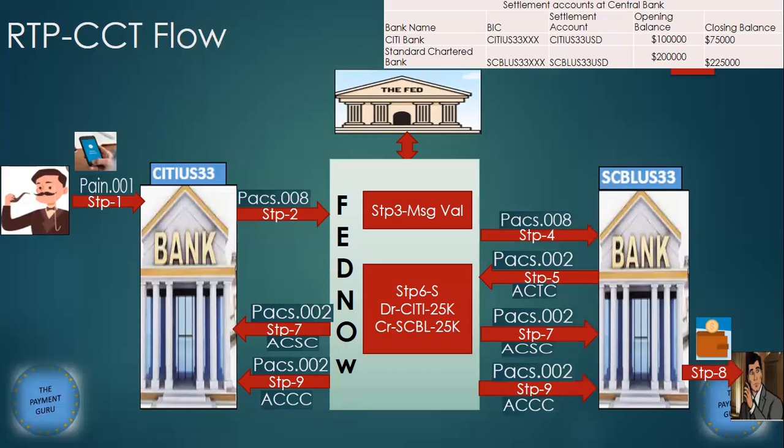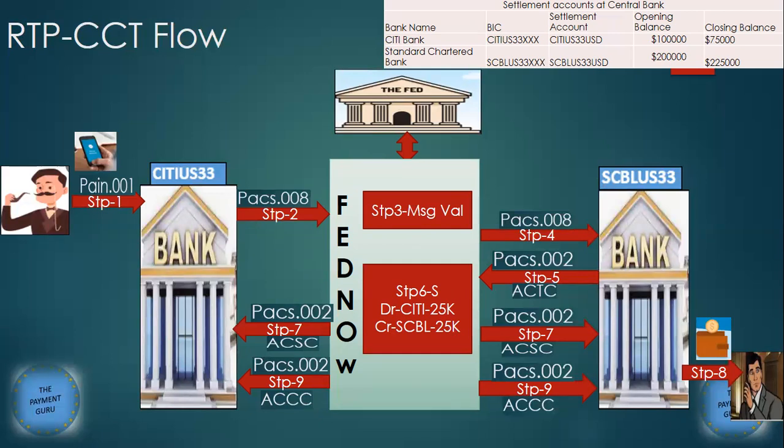Step number 1, payment initiation happens via the online banking system. Most probably the pain.001 comes into your bank, and then the package 08 is created by the ordering institution and sent out to the real-time payment system. At the real-time payment system, step 3, message validation, happens. Then in step 4, the same package 08 is sent out to the receiver bank. The receiver bank checks the message to see whether the beneficiary customer is available in their bank or not.